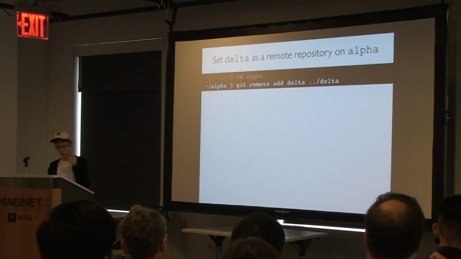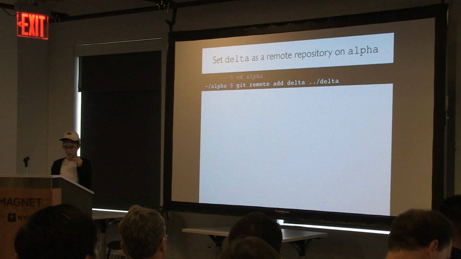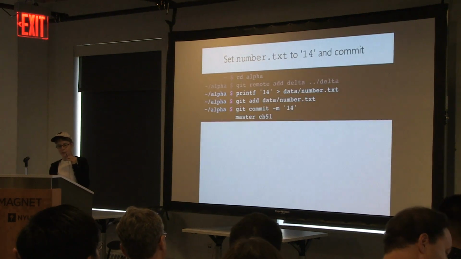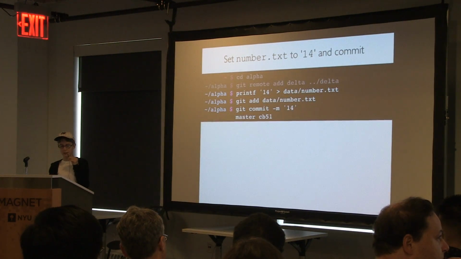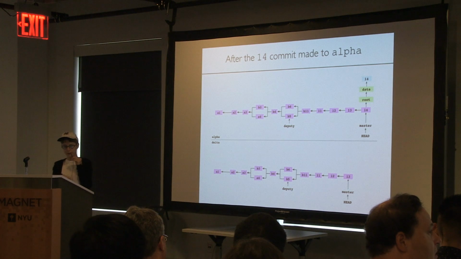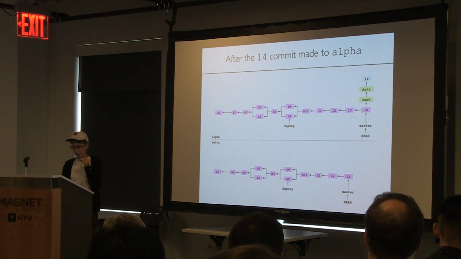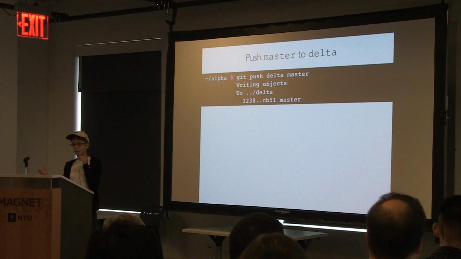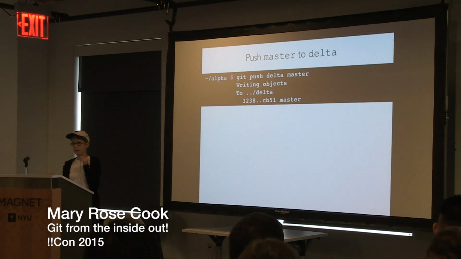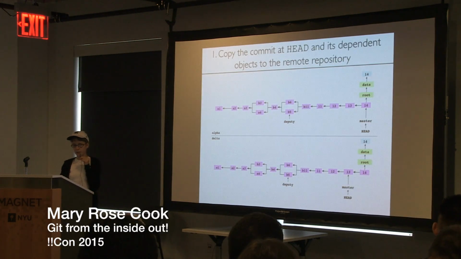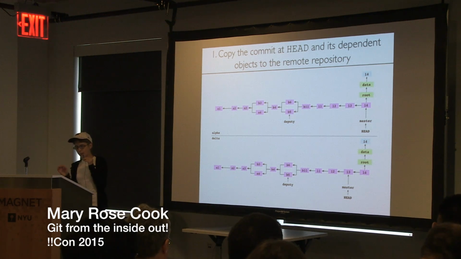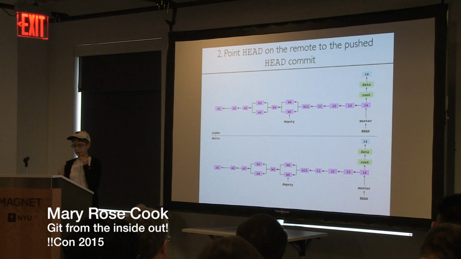So let's cd back to alpha, let's add delta as a remote, this is all recap. Let's make a new commit called 14 and commit that. And so here we are, alpha is on the 14 commit and delta's still on the 13 commit. Then we do git push delta master, and this totally works. Everything is fine. The objects get pushed over, so now the delta repository has the 14 commit, and master gets updated to point at 14, so it's got the new stuff.